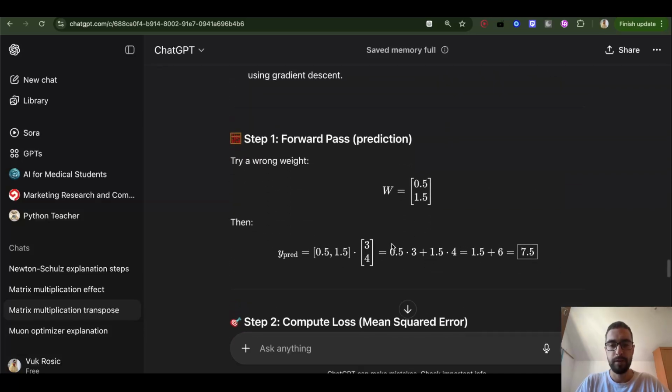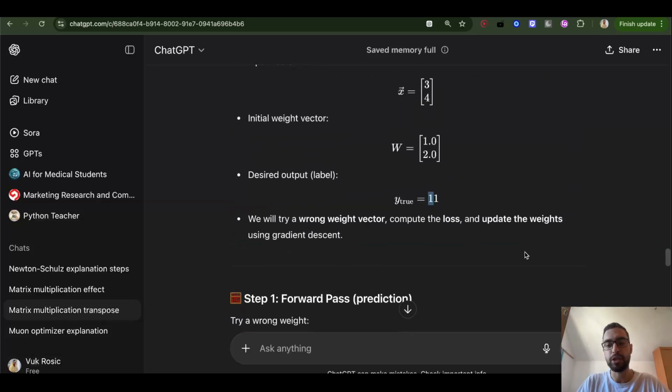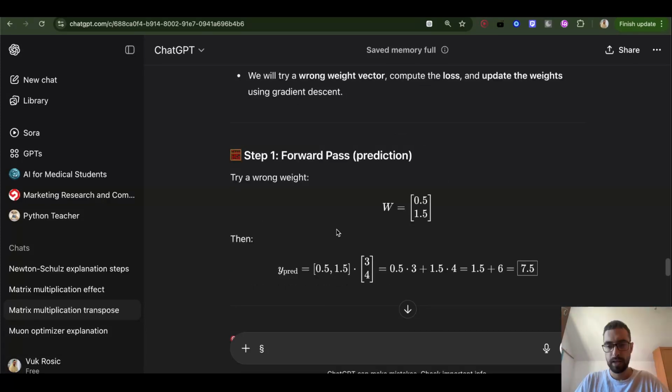So first we will multiply this x with some random weights. We can just initialize them. And we get 7.5 as the output. But we know that the true output is 11. So how do we change these weights to make this 7.5 go towards 11?